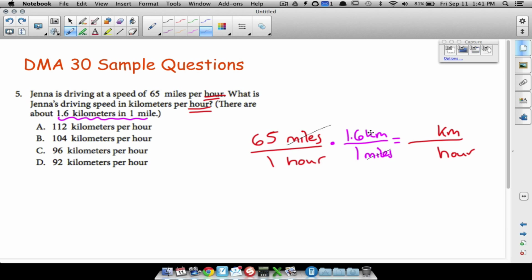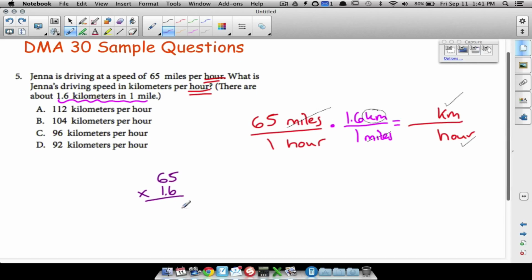Now, what words do we have left? The only word we have left up top is kilometers, which matches that. The only word we have left at the bottom is hours, which matches that. So now the way we find our answer is we just multiply these two fractions together. Take 65 times 1.6. Now remember earlier I multiplied some decimals, and we can think of it as just really 65 times 16, but I'll put my decimal there as a reference or a reminder in a moment.